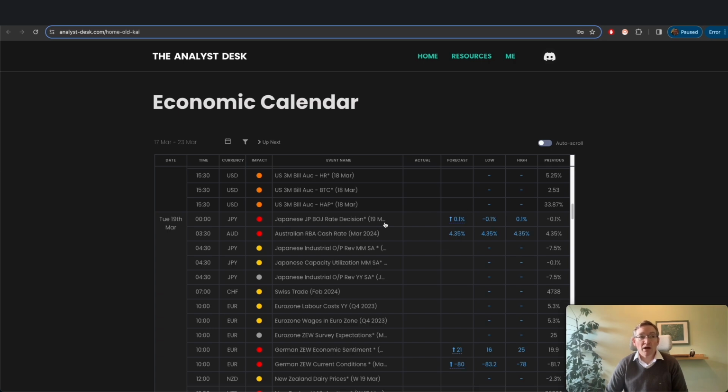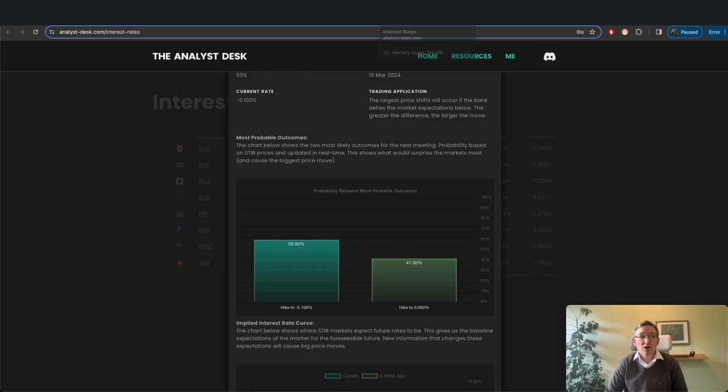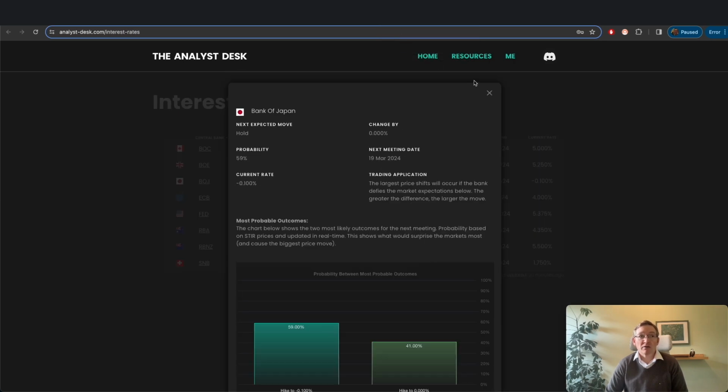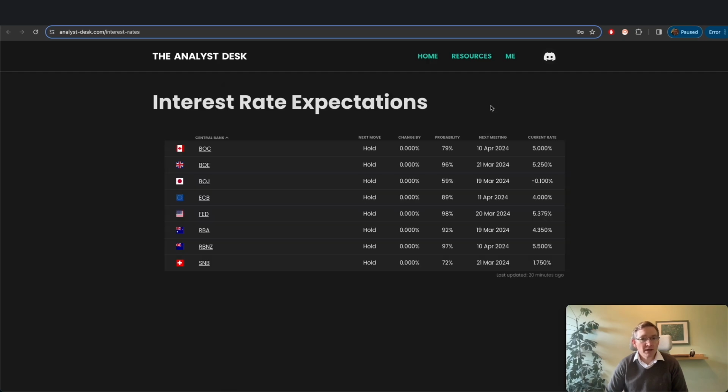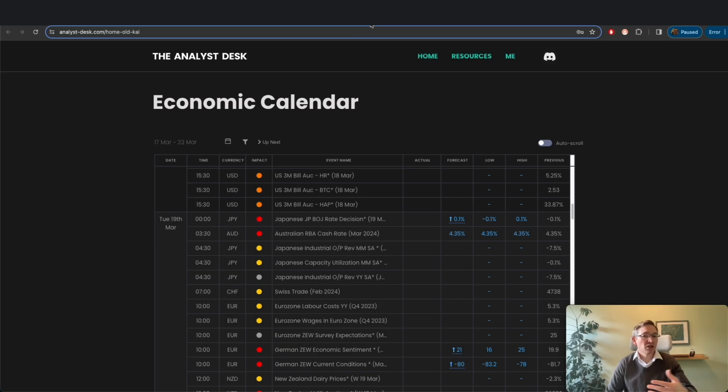If they do hike interest rates, that should surprise short-term interest rate markets and should give a bit of upside in the yen, though it may be limited, because this potential exit of negative interest rates has been very well signalled, and I think focus will very quickly shift onto the forward guidance and how fast they're going to be continuing to hike interest rates and what they're doing with their quantitative easing program, how they manage the exit from their yield curve control program as well.